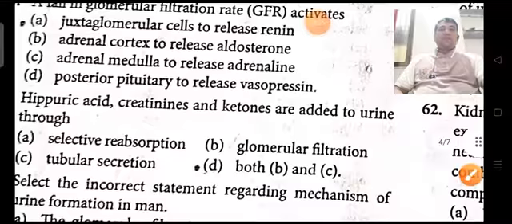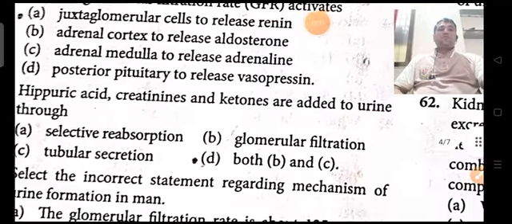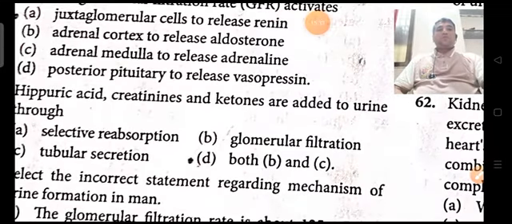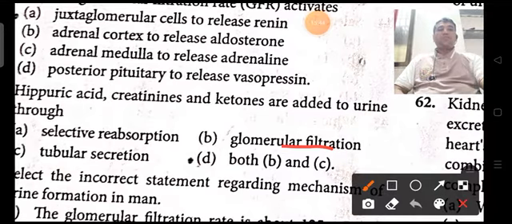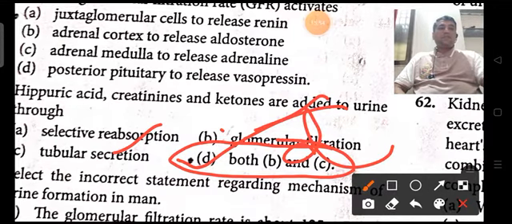Next, hippuric acid, creatinine, and ketones are added to the urine through selective reabsorption, glomerular filtration, or tubular secretion. Already you know that glomerular filtration and tubular secretion both can do this function. So B and C, and option D is the right option. Option D is right.